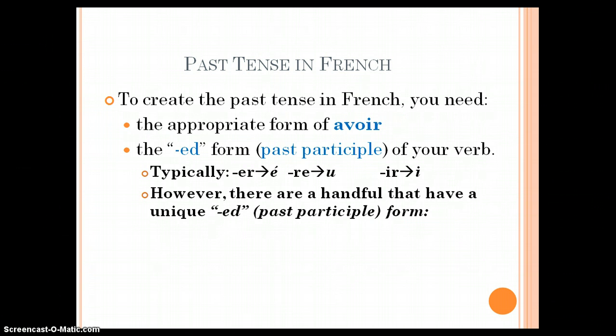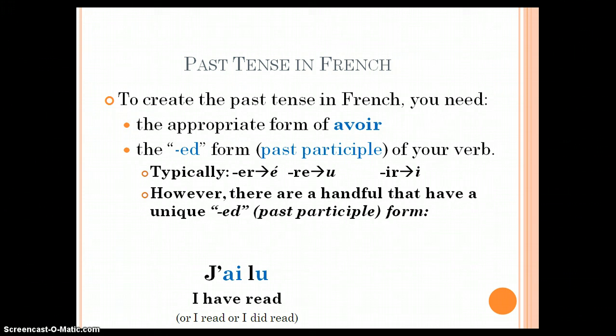So to review, to create the past tense in French, you need the appropriate form of avoir and the ed form, or the past participle of your verb. Traditionally, er verbs change to é, re verbs change to u, and ir verbs change to i. However, as we've just covered, there are a handful of verbs that have a unique ed, or past participle form.